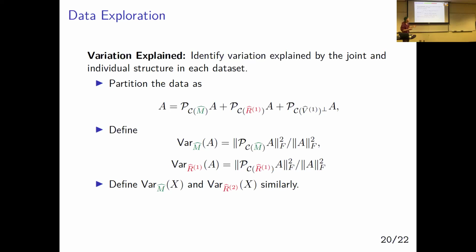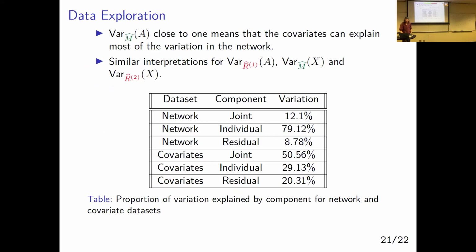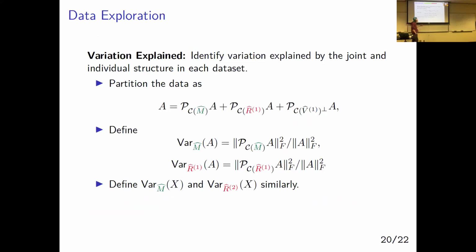You can define all these terms similarly for the covariates or for other components like the individuals. Okay? And so what does this stuff mean? Maybe I'll go back to here. So if you have, say, the variation in the network due to the joint, and maybe that's really close to 1, what does that mean?